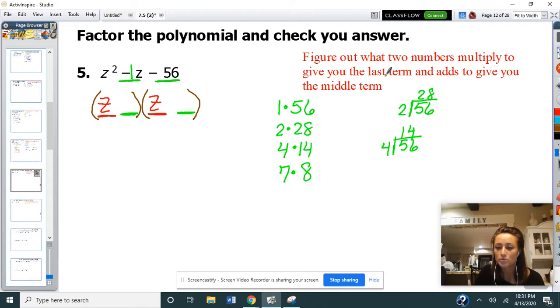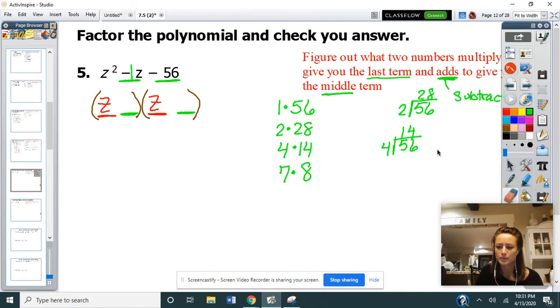We figured out what 2 numbers multiply to give me the last term, but we also need what adds to give me the middle term. Now we can change that to adds or subtracts, and we just need to figure out where that subtraction sign goes. So we want them to add to be -1, and then we have to throw a negative on one of these. If you do that, you're going to get 1 plus 56, 57. That's not even close to 1. Even if you subtract it, you'll get 55, which is not even close.